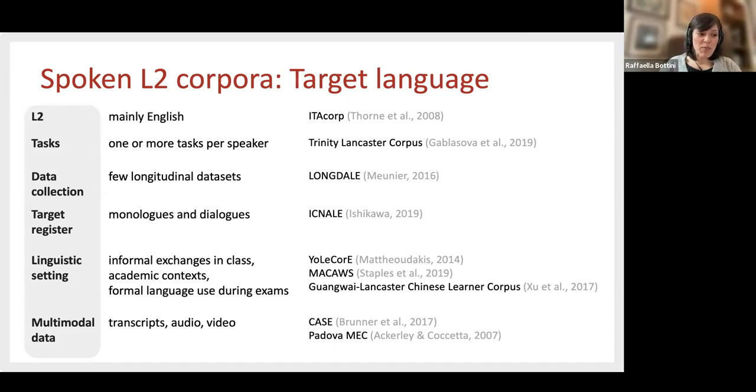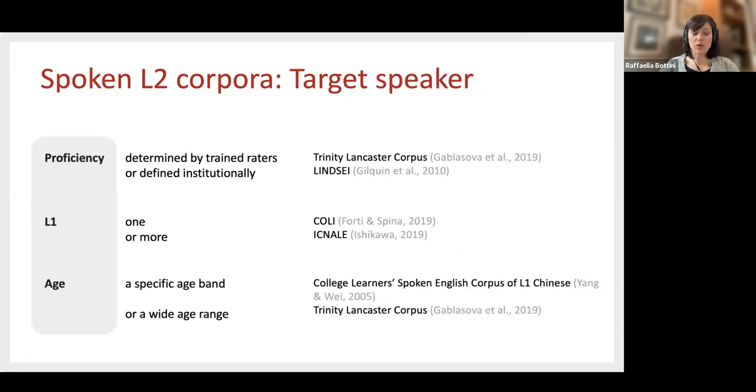We can also categorize spoken L2 corpora based on the target speakers that we want to represent. So thinking about proficiency, we can determine their proficiency based on the use of trained raters, or the proficiency can be defined institutionally, for example, based on academic university entry requirements, as in LINDSEI, the Louvain International Database of Spoken English Interlanguage. We can categorize corpora based on the L1 that they include. They can include just one L1, such as the Corpus of Chinese Learners of Italian, or more. And also depending on the age groups that they include. We have corpora that include a specific age band or a wide age range.